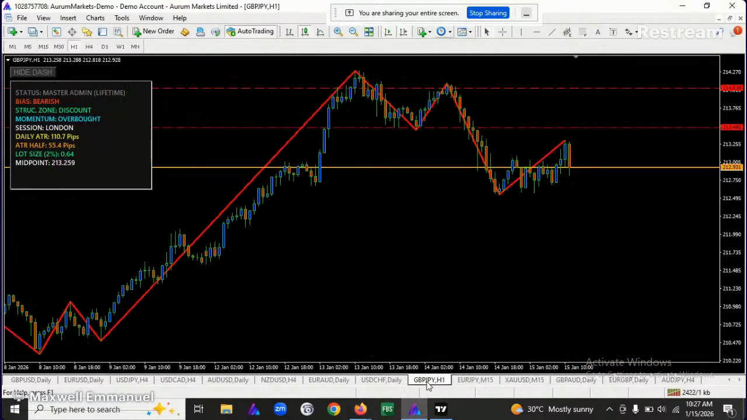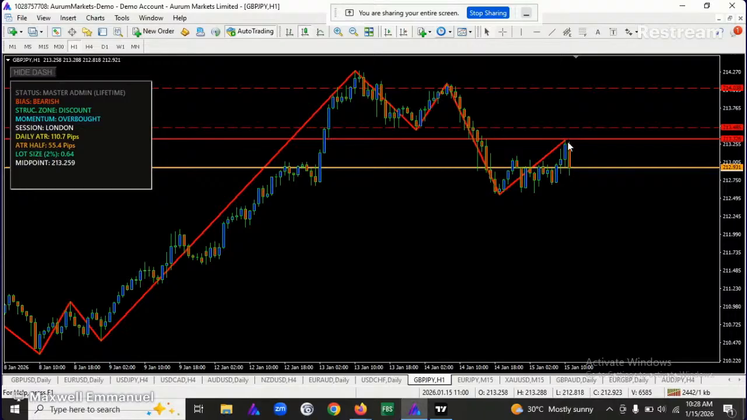Okay, let's see GBPJPY. What's happening on GBPJPY? GBPJPY has pulled back. Why is this pullback necessary? You can see what we have here. The daily ATR is 110 pips, and the average true range half is 55.4 pips. So let's see if this reversal is up to 55.